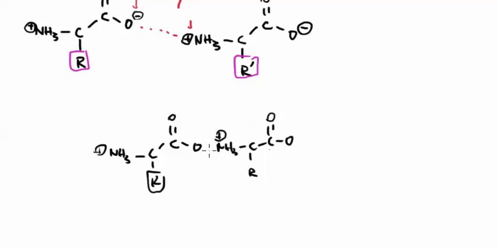So if these two areas come together and we get an elimination of water, that means that this oxygen has to disappear, and two of these hydrogens have to disappear as well. And this leaves me with an N and an H that's left over. And this is the connector point. So this amino acid is connected to the nitrogen, the amino end of this amino acid.